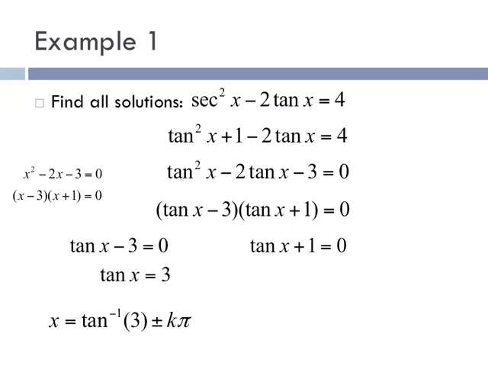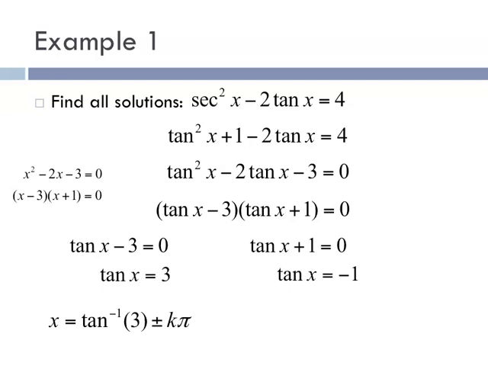Now for the second one, we have tangent of x equals -1 if we subtract 1 from both sides. And where is this going to be -1? Well, in two different quadrants, tangent is negative in quadrant 2 and in quadrant 4.